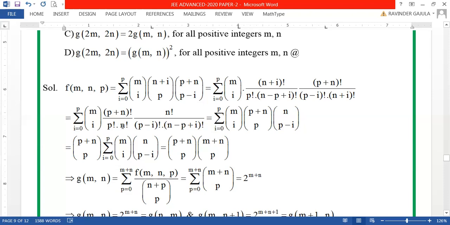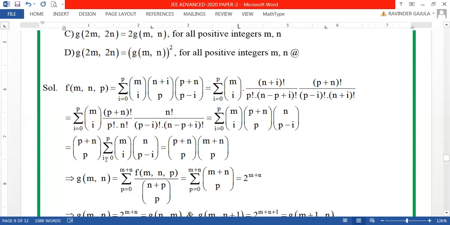Let us multiply by n factorial also. I have taken this product as (p+n) factorial by p factorial into n factorial, into, to balance this one, n factorial by (p-i) factorial of (n-p+i) factorial, since n minus (p minus i) becomes n minus p plus i. Therefore, this can be taken as (p+n)Cp and nC(p-i). Now this combination will be independent of i, hence taken out.